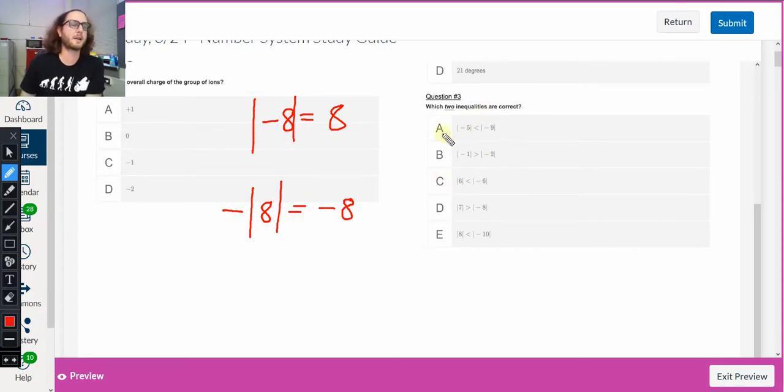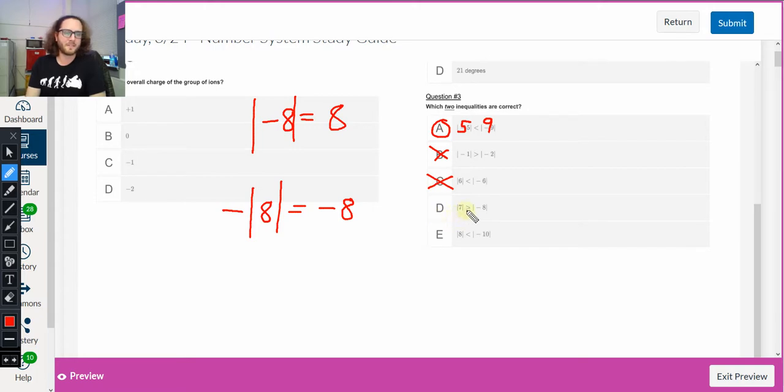So A compares the absolute value of negative 5 and the absolute value of negative 9. Well, this would be equal to 5. This would be equal to 9. So that's true. 9 is more than 5. This says that positive 1 is greater than positive 2, which is not correct. This one says the absolute value of 6, which is still 6, is less than the absolute value of negative 6, which is also 6. No, those are equal. One is not greater than the other.